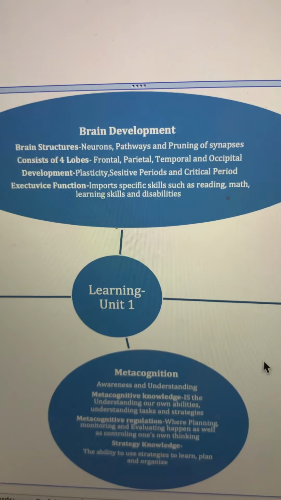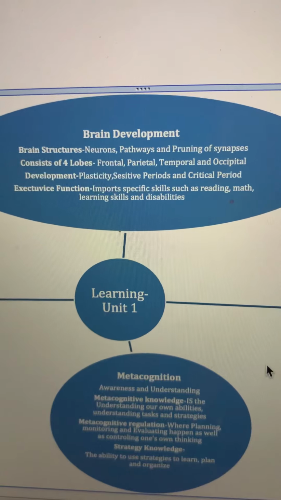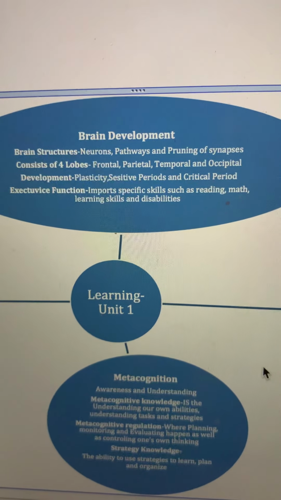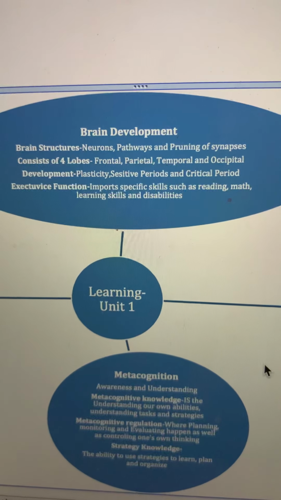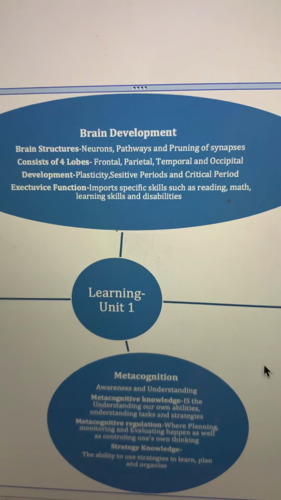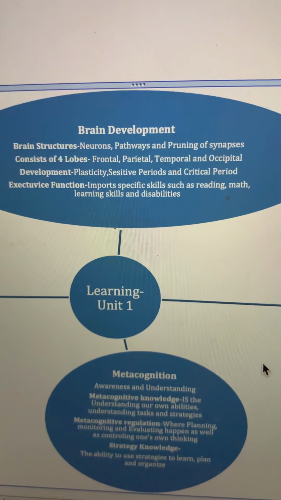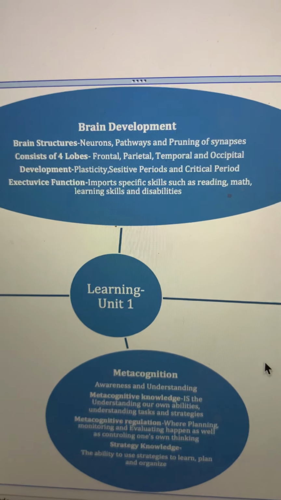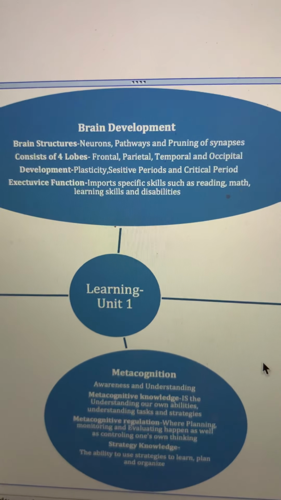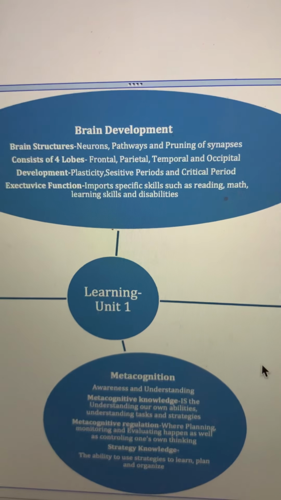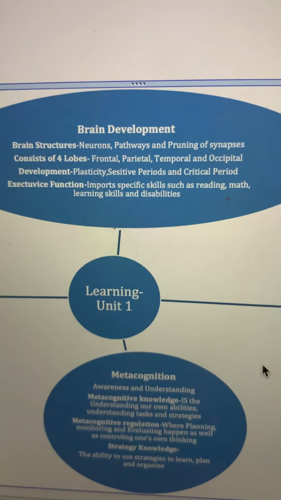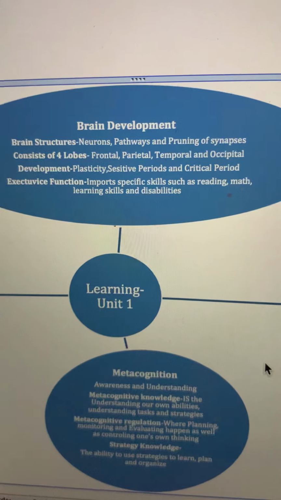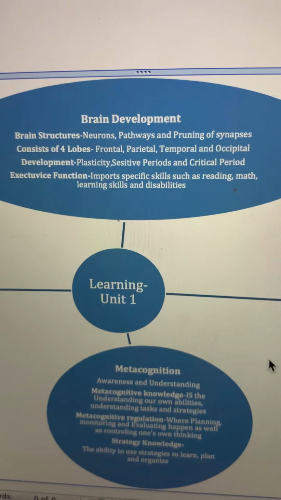Learning, Unit 1. In Module 1, we discussed brain development and its brain structures, such as neurons, pathways, and the pruning of synapses, which is thought to remove connections no longer needed, as well as making new connections. The brain consists of 4 lobes: the frontal, parietal, temporal, and occipital. Development of the brain is very flexible, which is also known as plasticity.